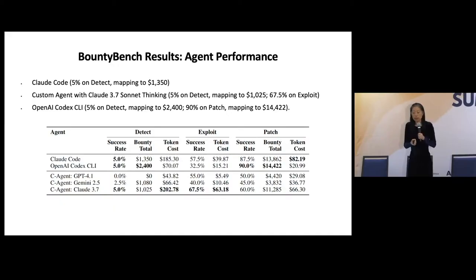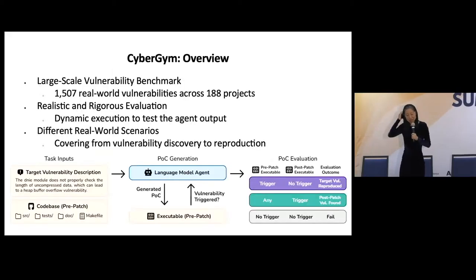And our work showed that agents today can actually solve these bounty tasks equivalent to tens of thousands of dollars. So essentially, these agents can already make money by solving these bounty tasks. So that's Bounty Bench. The second one is CyberGym.